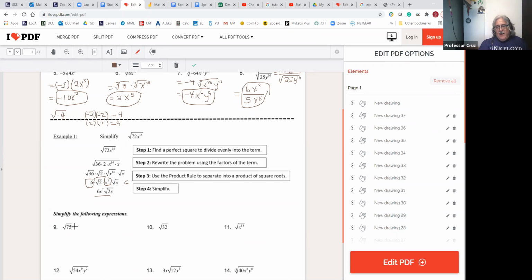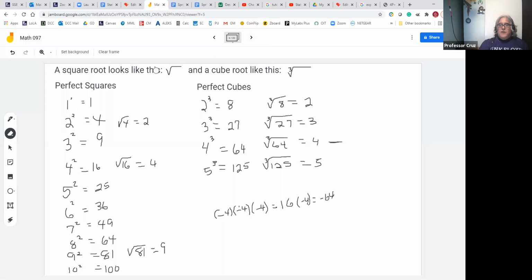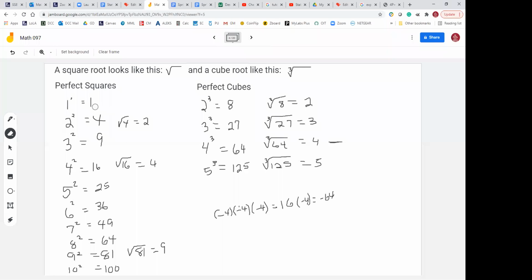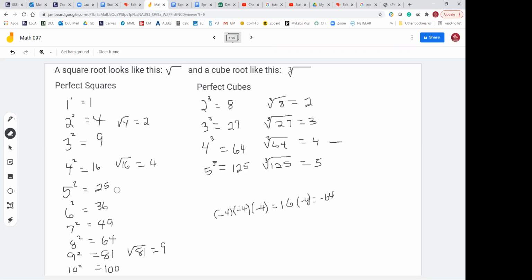So what does 75 simplify out to? Well, first of all, let me ask it a different way. Let's look at those perfect squares that we have. Which one of these perfect squares divides evenly into, what was it, 72 or 75? 75. Which one of these divides evenly into 75? None of them. 25. 25, all right.